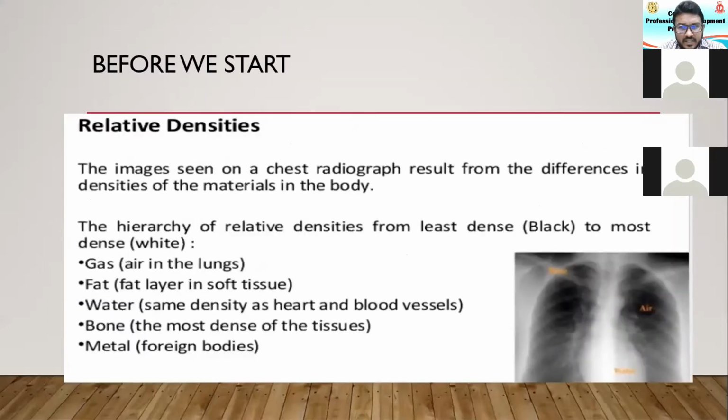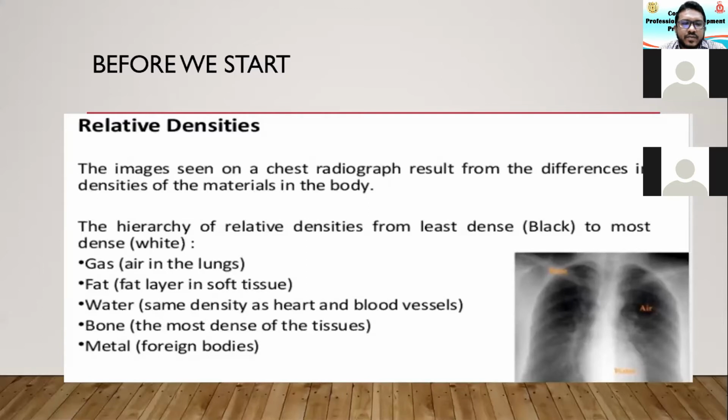So before we start, it's all about X-ray. It's all about black and white because the X-ray penetrates your body and gets an image. So it will be either black or white, and you will have some densities in between. And usually there's a relative hierarchy of densities in chest X-rays, or for that matter, any X-ray in the body.